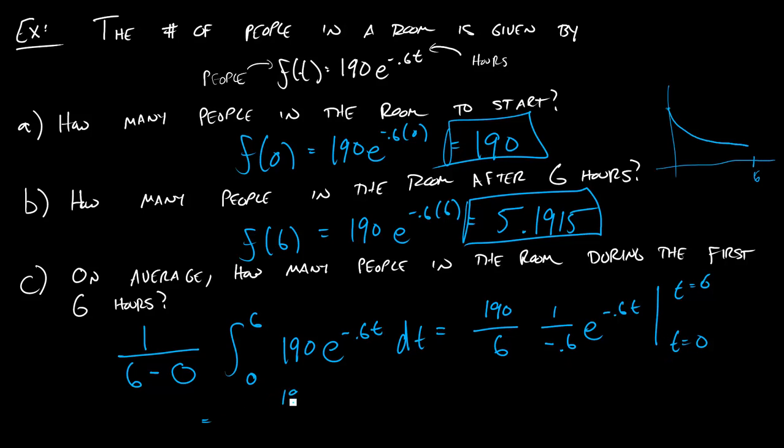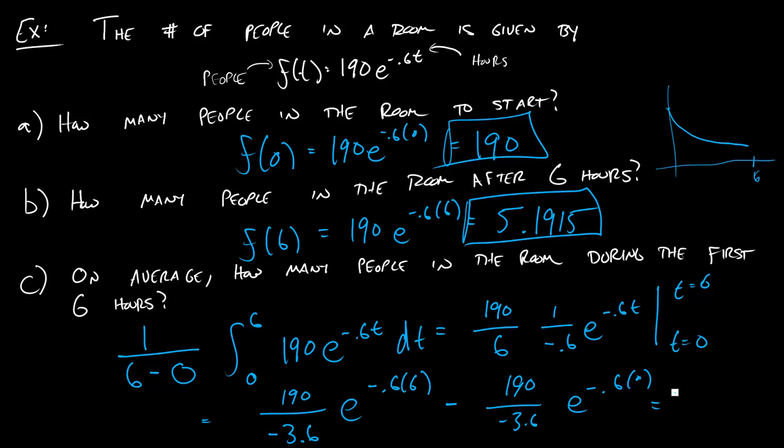So we'll have 190 divided by 6 times negative 0.6, which is negative 3.6. And then we'll have e to the negative 0.6 times 6. And then this is going to be minus 190 divided by negative 3.6 e to the negative 0.6 times 0. Now, if you plug that into your calculator, you're going to get 51.34 people. All right, that's the average number of people in the room over the first 6 hours.